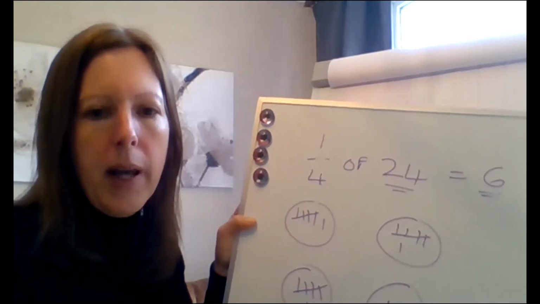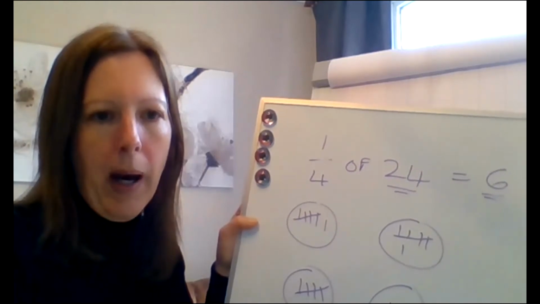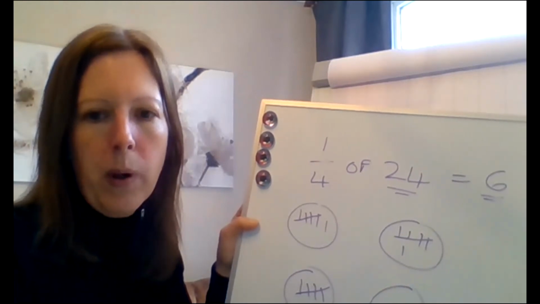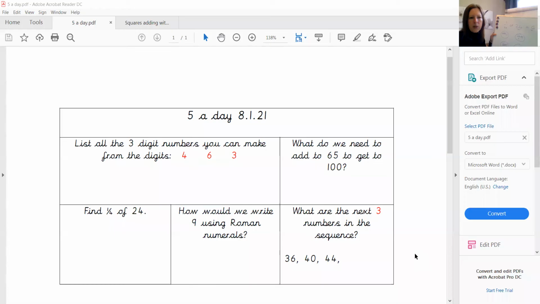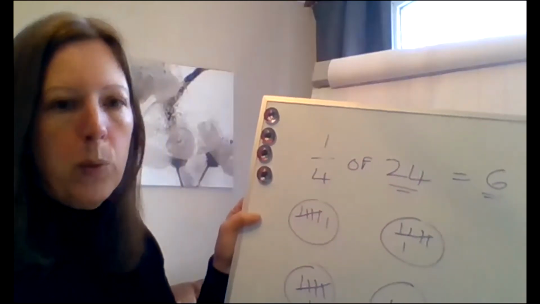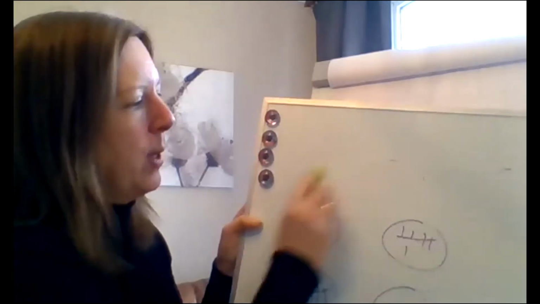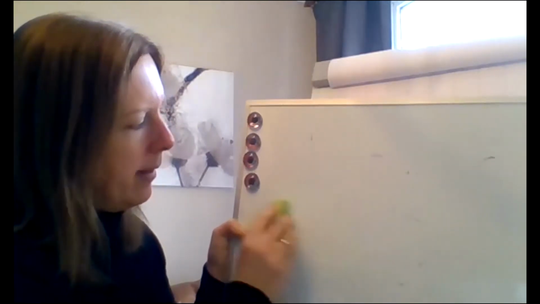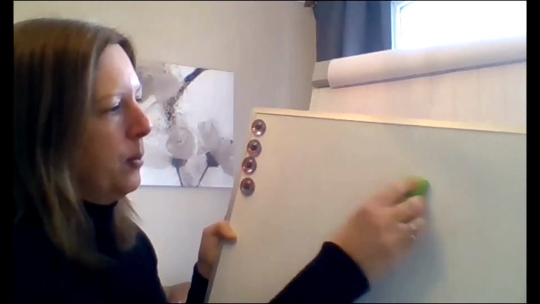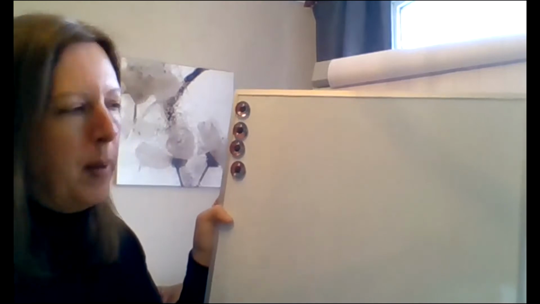So our next question today went back to our history work, because it's getting us to think about how we would write the number 9 using Roman numerals. When we were looking at time and different ways that we can tell the time, Roman numerals was one of the things that we had to look at as well. So I wonder if we can remember how we write the number 9. It's a bit of an unusual one, if you remember.